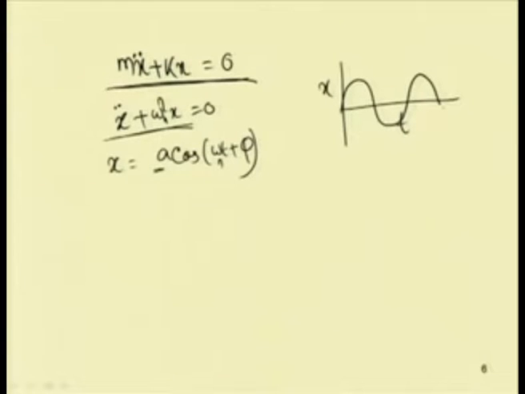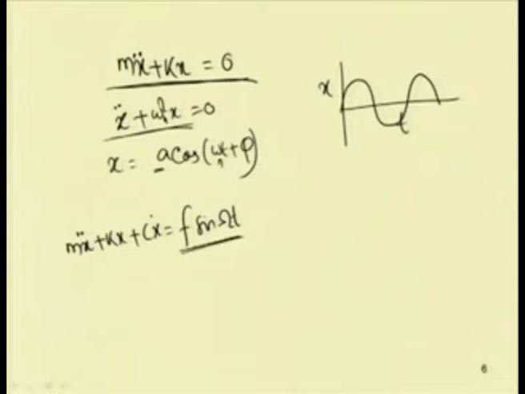Similarly, in case of the equation m x double dot plus c x dot plus k x equal to f sin omega t, we have two different parts of the response, one is the steady state part and the other one is the transient part. The transient part one can obtain by substituting the forcing term equal to 0, and for the steady state part we know the response can be obtained from this equation.